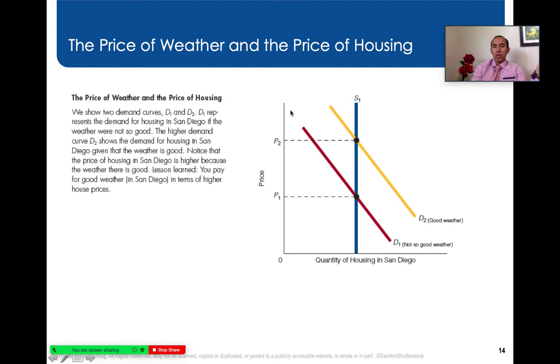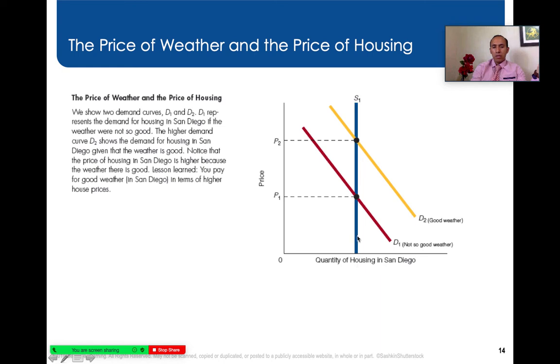if the weather was not good, the demand will be low, and the price of the product will be reflective of consumer desirability and low prices. So a house in San Diego will be $100,000 with a not so ideal location, not so ideal weather, a bad location, etc.